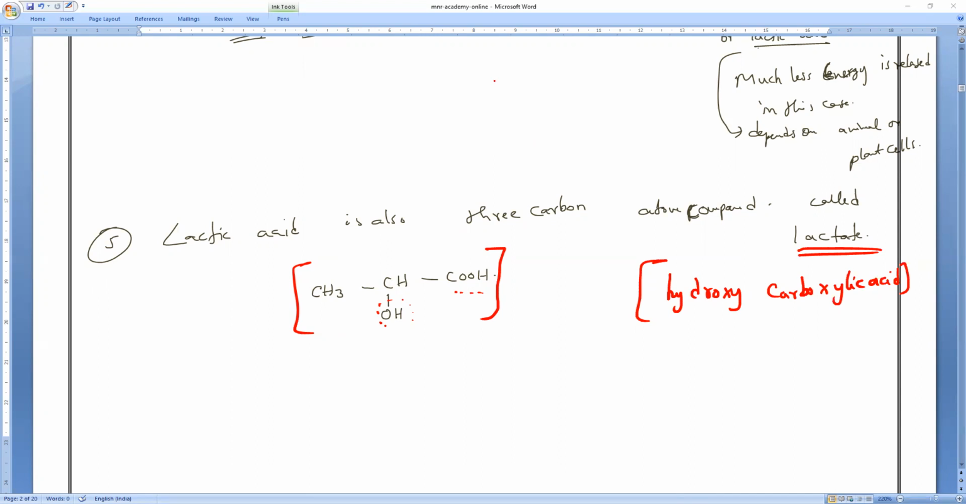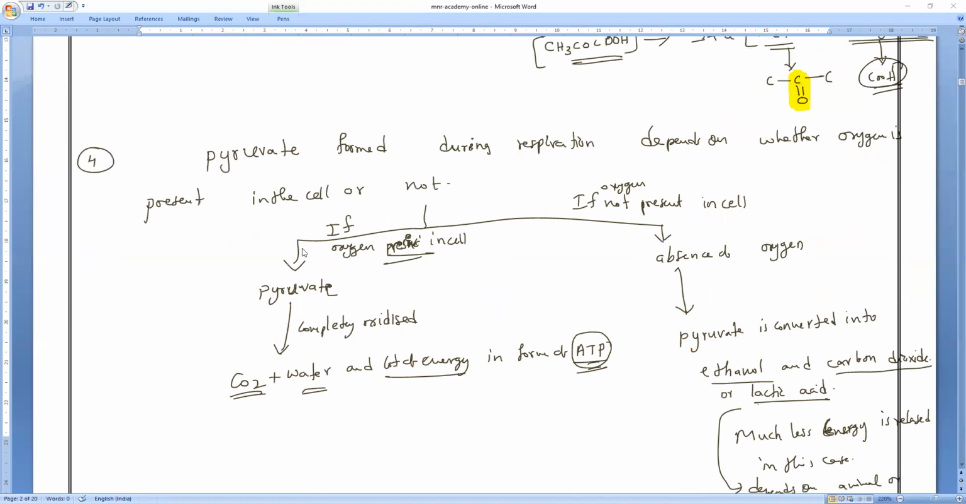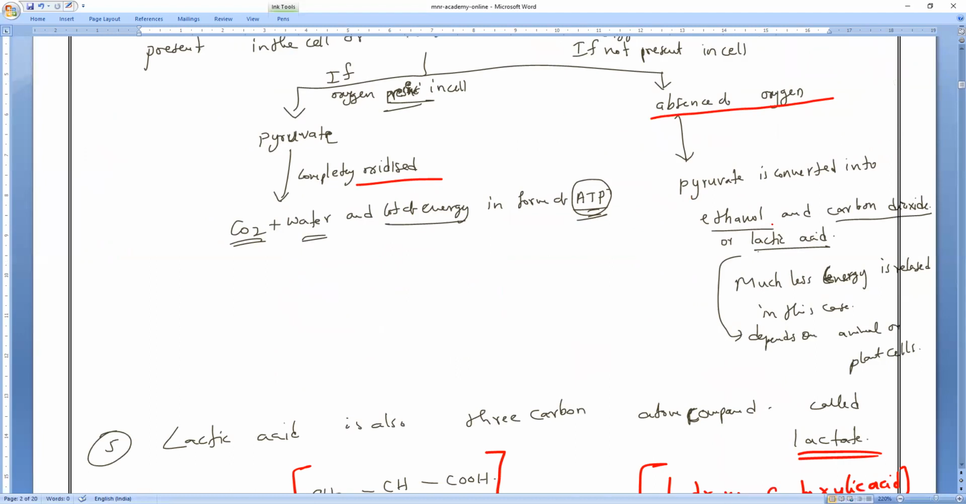So what are the types of respiration? Aerobic respiration and anaerobic respiration. Now you understand. Please be very careful, this is the most important one. If oxygen is present in a cell, complete oxidation will take place: CO2 plus water, and a lot of energy released in the form of ATP. Very, very important point. If oxygen is not present, or in the absence of oxygen, then pyruvate is converted into ethanol and carbon dioxide, or lactic acid, depending on either plant cell or animal cell.